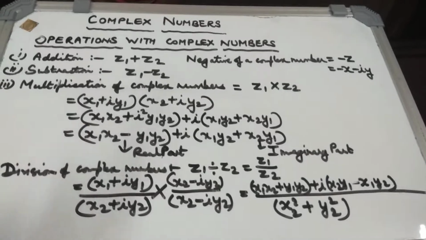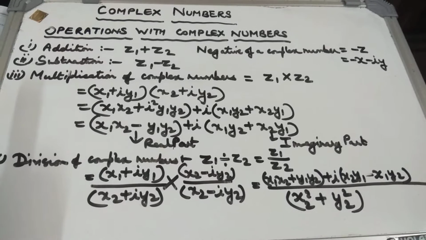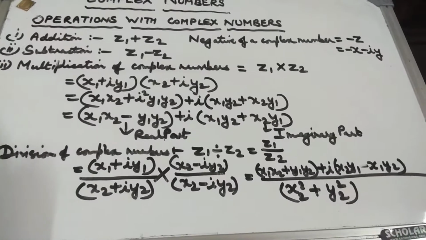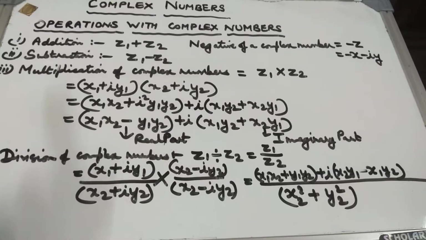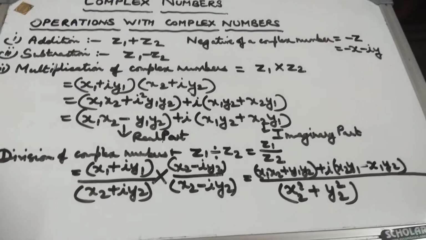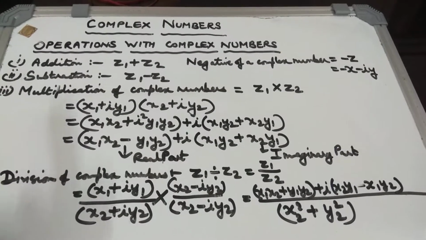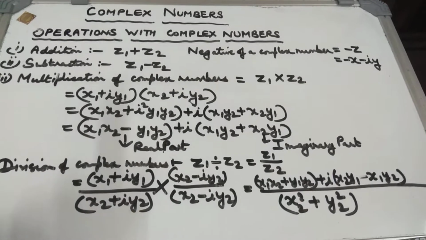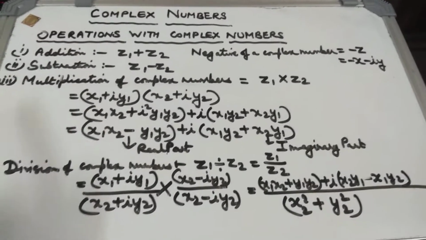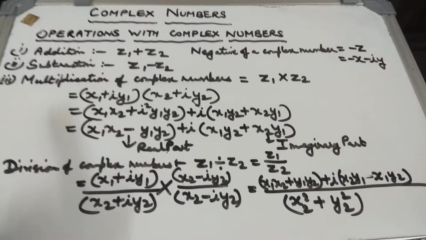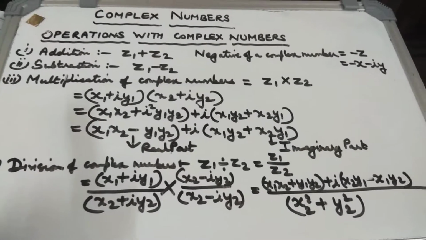Now just try to differentiate between negative and conjugate, because children most of the time make mistakes in these two. Conjugate is where you are writing z bar, that is a bar over the number, and negative is where you are writing a minus sign in front of the number. So there is a basic difference: in negative you are going to change both real and imaginary part signs, but in conjugate you will be only changing the sign of the imaginary part. Hence, that is the basic difference between conjugate and negative.